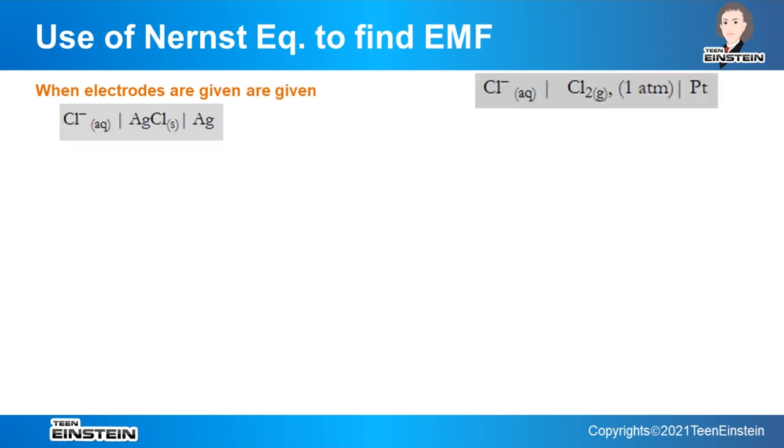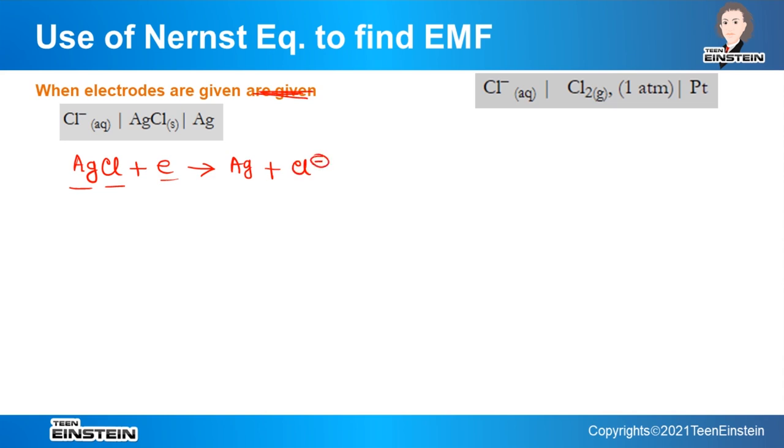Another two systems. Here, when electrodes are given, so we will write the reduction reaction first. AgCl, if it accepts 1 electron, it will be converted to, now in AgCl there is Ag+ and Cl-. Now the Ag+, that is the cation, if it accepts this single electron, it will be converted to solid Ag, and Cl- will be as it is.